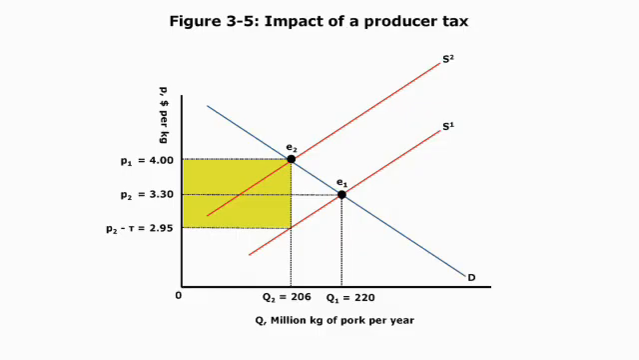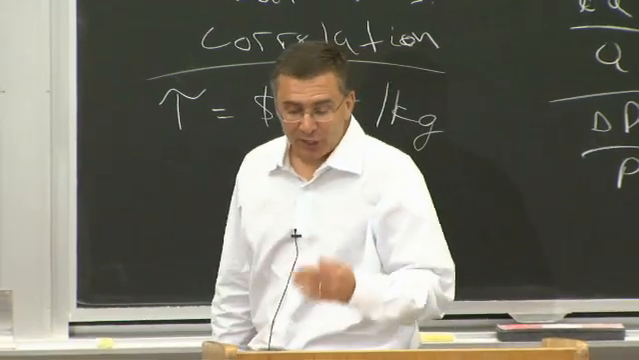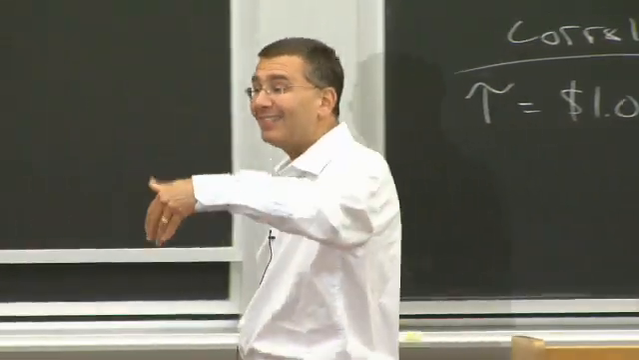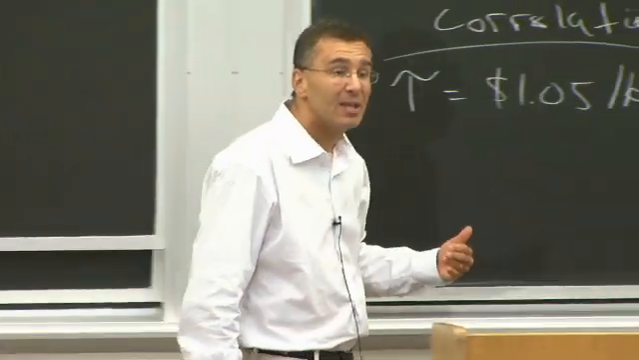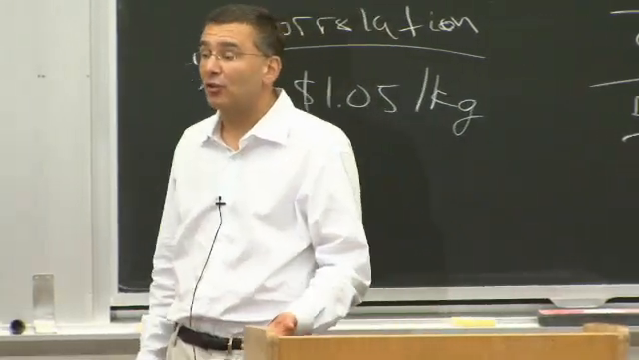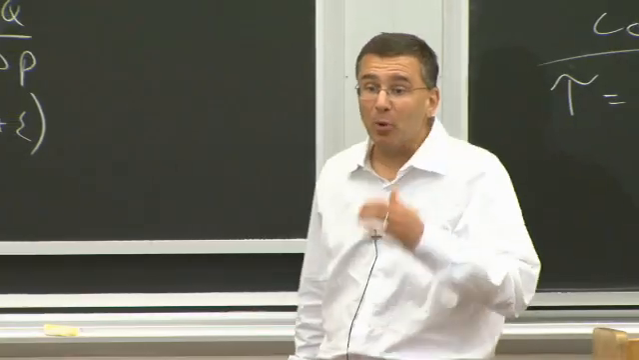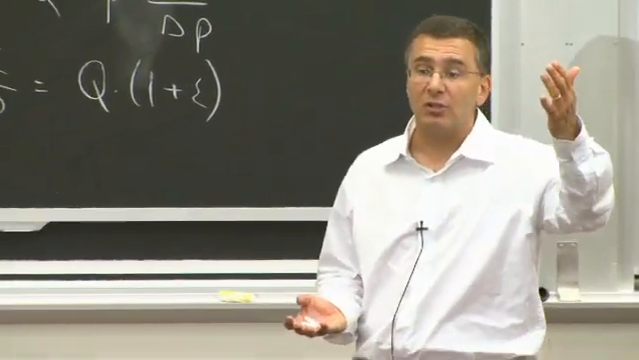When quantity falls, the government's going to raise a lot less money, right? Because the government raised $1.05 on every unit sold at the end. So if the government taxes very elastically demanded goods, it's going to raise less money. If it taxes inelastically demanded goods like insulin, it's going to raise more money because the quantity doesn't change.